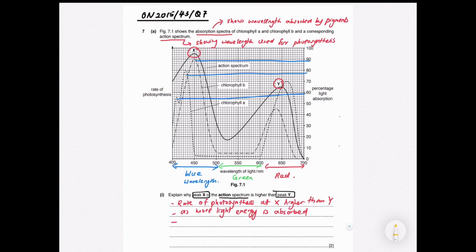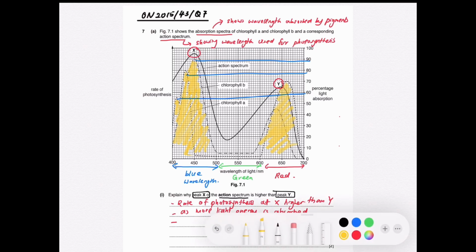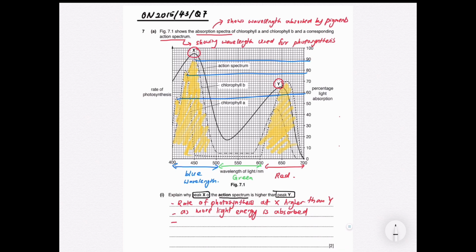And from the graph, you can see that more blue wavelength is being absorbed compared to the red wavelength. Based on your understanding of the length of wavelength and the energy, we know that the blue wavelength is shorter. Therefore, it has a greater energy.